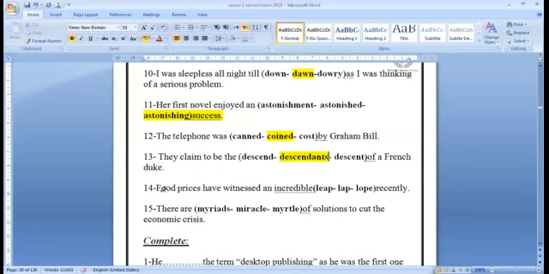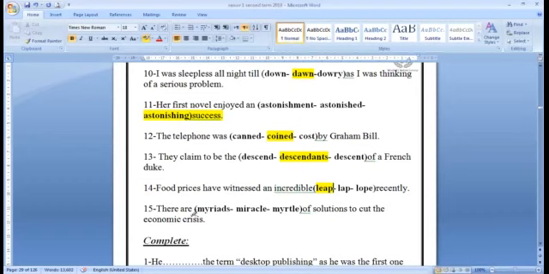Number 14: food prices have witnessed an incredible leap recently. The answer here, of course, is "leap". I think this sentence is so similar to the sentence that we have said before. Food prices have witnessed an incredible leap, jump, or rise recently.